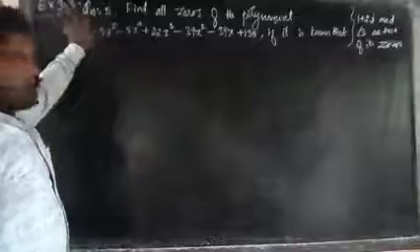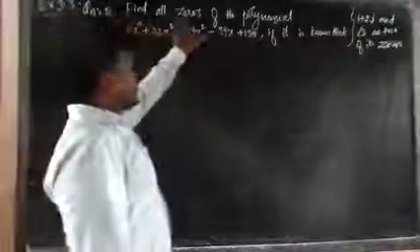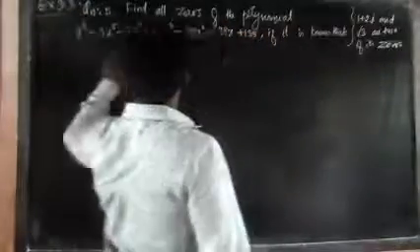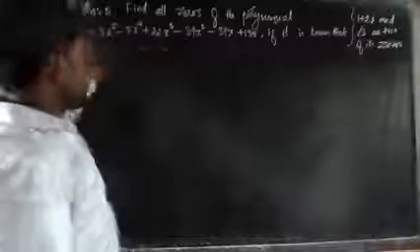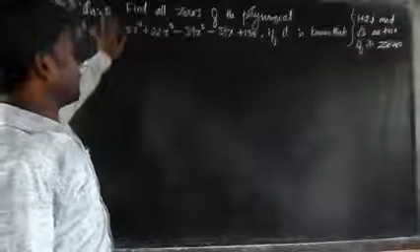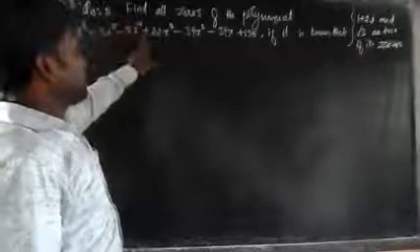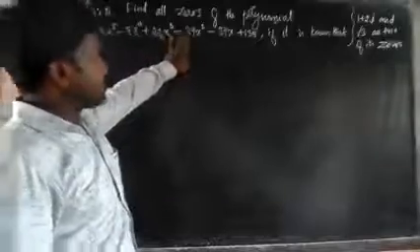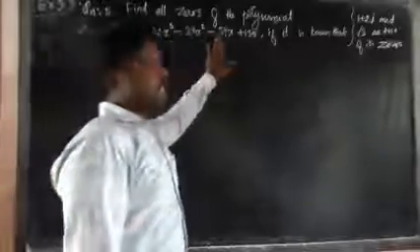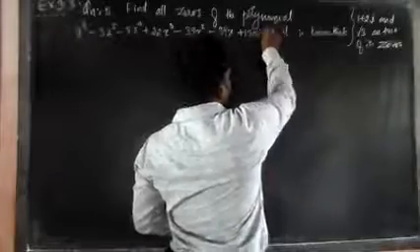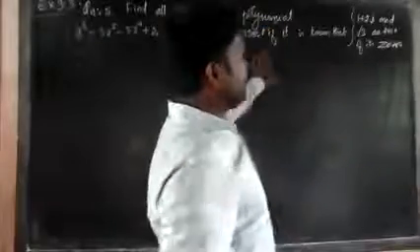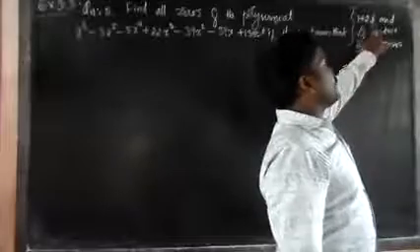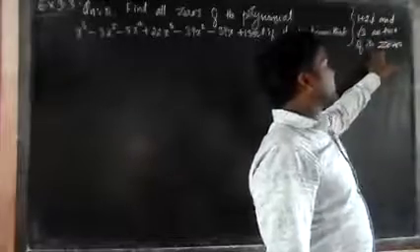Exercise 3.3, question number 5. Find all the zeros of the polynomial x power 6 minus 3x power 5 minus 5x power 4 plus 22x cube minus 39x square minus 39x plus 135 is equal to 0, if it is known that 1 plus 2i and root 3 are 2 of its zeros.